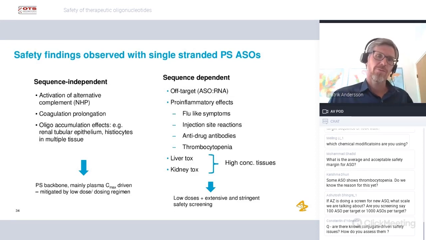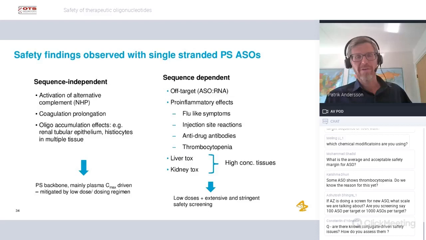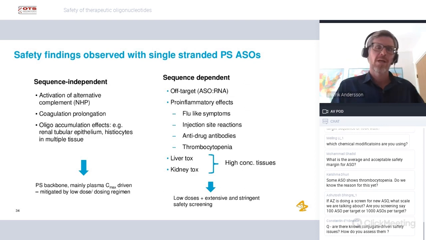These effects are really driven by the phosphorothioate backbone, and the coagulation prolongation and complement activation are really driven by the plasma Cmax levels. And this can be mitigated by trying to have a low dose or a dosing regimen that flattens the Cmax level. For example, IV bolus versus subcutaneous, or longer duration intravenous administrations, then you can get rid of complement activation and so on.